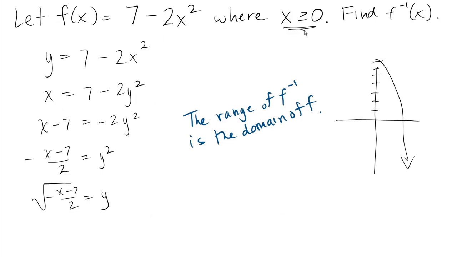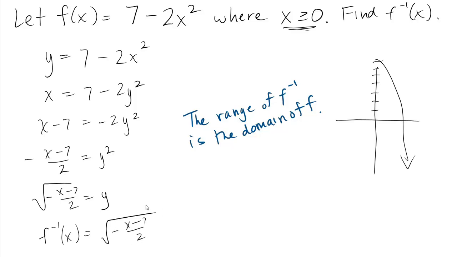Now, we were explicitly told the domain of the original function is only non-negative inputs. x is greater than or equal to 0. Well, that means that our outputs for the inverse function have to be positive. So when we go to pick plus or minus here, we pick the positive root because we need to make sure that these outputs are positive. So the inverse function here is the square root of the opposite of x minus 7 divided by 2.